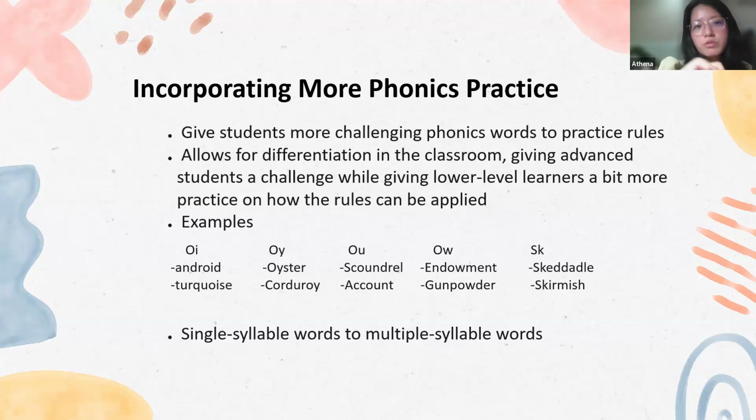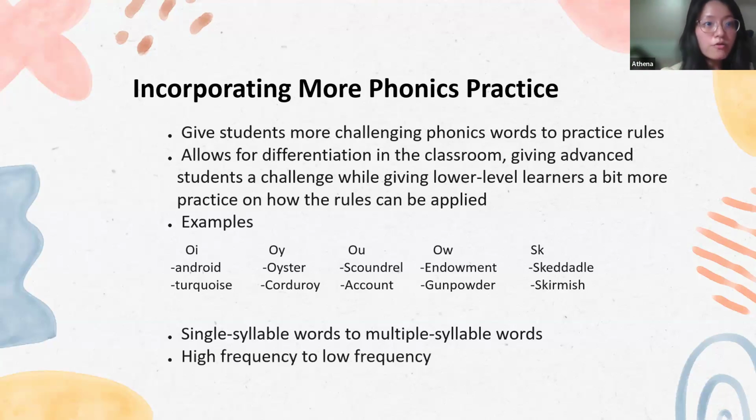Orally, with written form, you can just change your methods each time. We start from high frequency words that students are familiar with. They can make a guess, and it's easier for them to decode because they already know the words. And then we move to low frequency words. Low frequency words are like unknown words for them, but they will start to make a guess, start to know how to decode them.